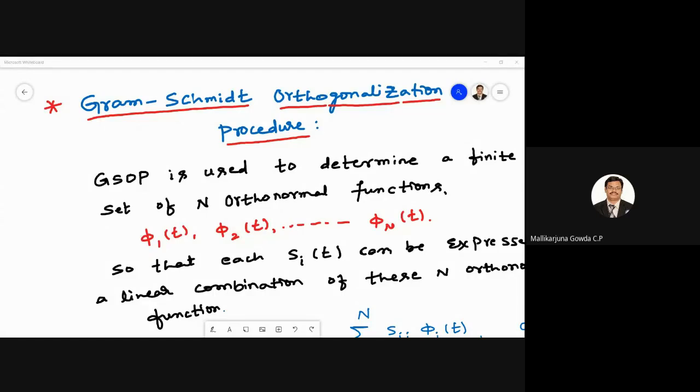And how we are going to relate these things. I said, what is pi 1 of t, pi 2 of t and all, basis functions, why we are expressing these energy signals in terms of basis functions. All these will be very useful in further modules, the next upcoming concepts.